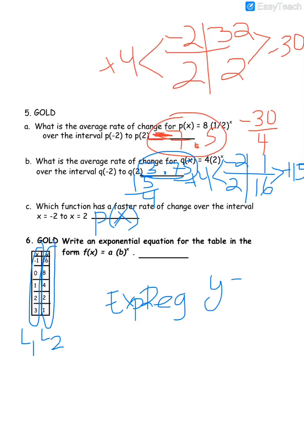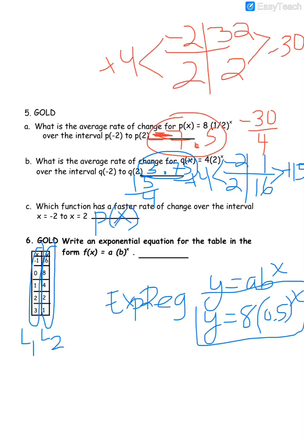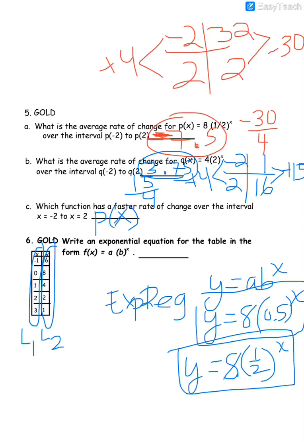It currently gives you this. And this tells me that my A is 8 and my B is 0.5. So you can write it like that. That's one way. Or the other way, I told Silver friends you could do 8 times 1/2 to the x power. Doesn't matter. I'm good with either one.